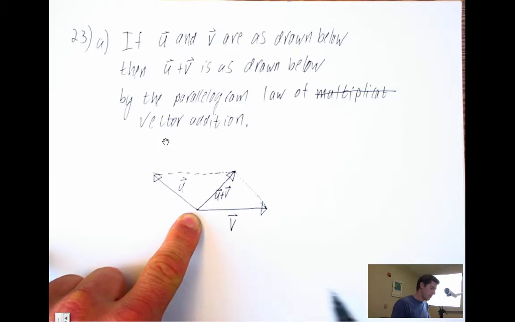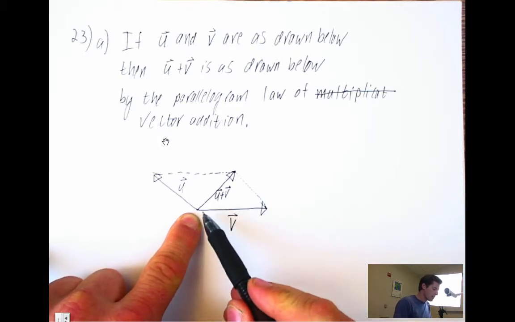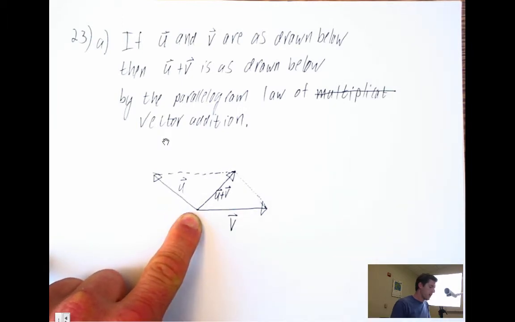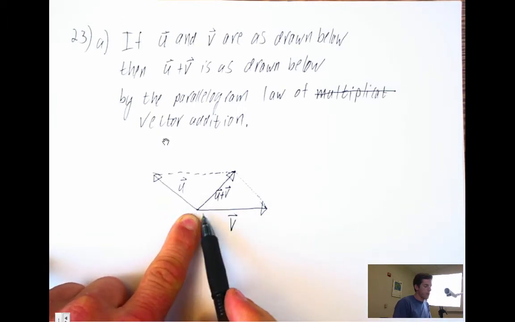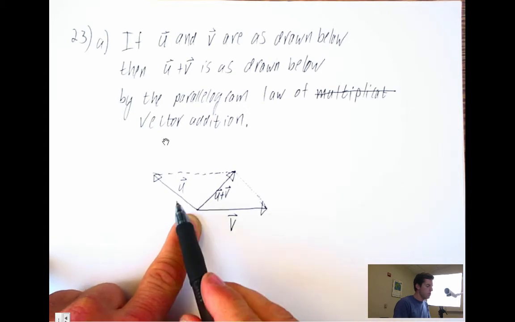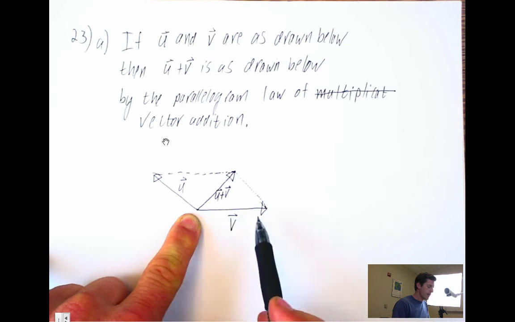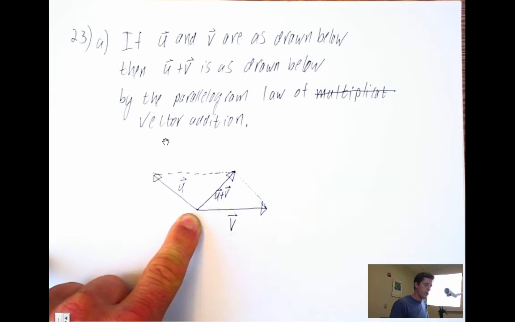So at this point, you will notice that it's entirely possible that u plus v is shorter than v and shorter than u. Well, that's fine. Notice that v pointed entirely to the right, and u had a little bit of leftness to it. And those two things have canceled each other out, giving us a rather short vector u plus v.